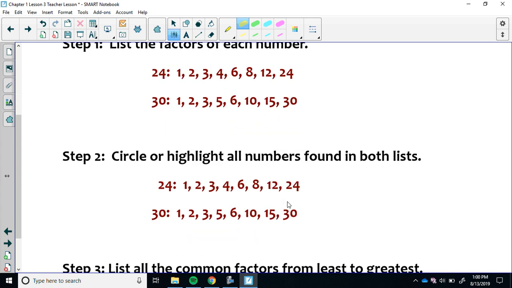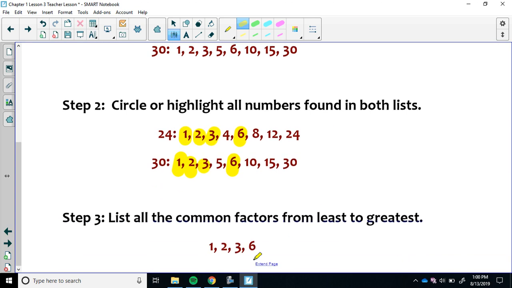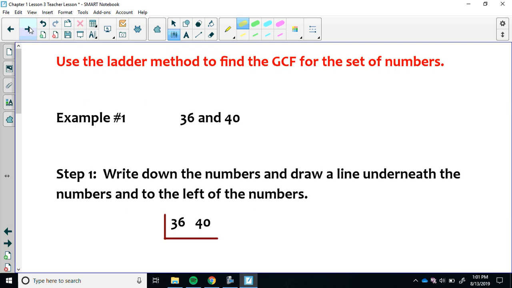Step 2, circle, highlight all the numbers found in both lists. So we have 1. We have 2 in both lists, 3 in both lists, 6 in both lists, and that would be it. So we list our common factors from least to greatest, 1, 2, 3, and 6. I prefer the latter method when we're finding the greatest common factor as a set of numbers.